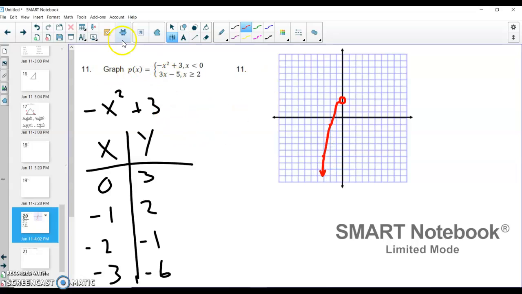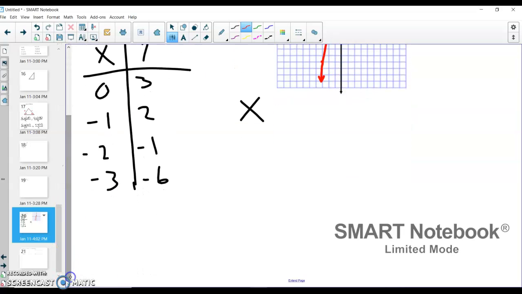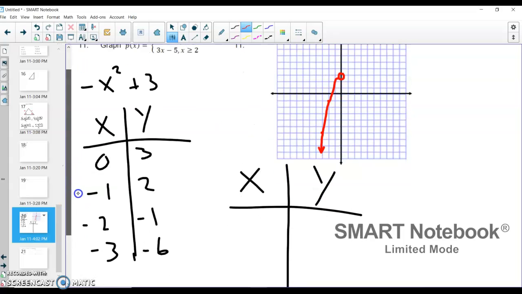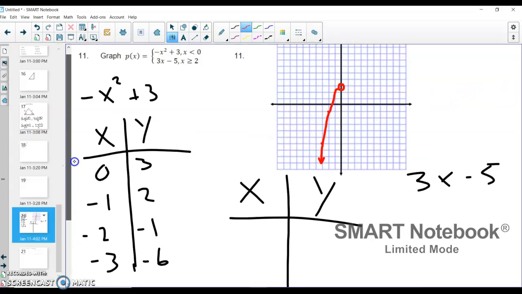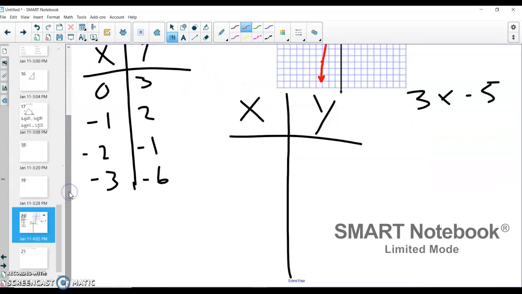Now I'm going to do an xy table for the second function, which is 3x minus 5. I'm going to try to scroll down here if I can. This time I'm going to use 2 and everything greater than 2, and I'm going to use 2 in my xy table, and I'm actually going to be able to graph it with a closed dot because we're talking about x equaling 2 and everything greater than that. So I'm going to use 2, 3, 4, and 5 here.